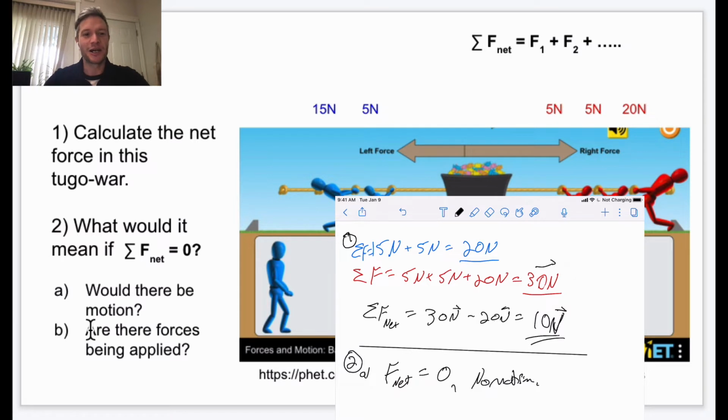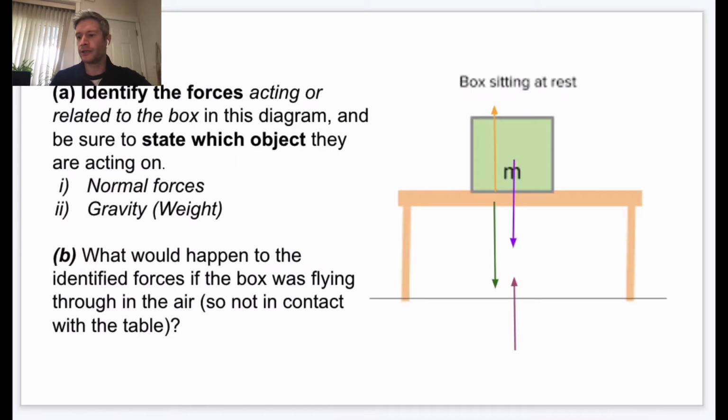And then B, are there forces being applied? Well, potentially. Maybe it was before the tug of war and there's a net force of 0 being applied to the cart. And again, that would be a tension force through the rope. But assuming that both teams are pulling, as illustrated here, for the case of 2B, we're applying equal and opposite forces. Okay, great. Let's take a look at the next question here. Really it wants you to go through this diagram and identify the forces acting or related to the box.